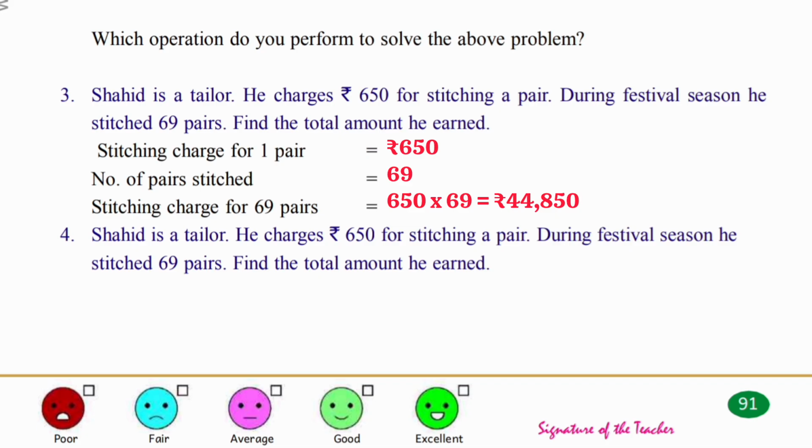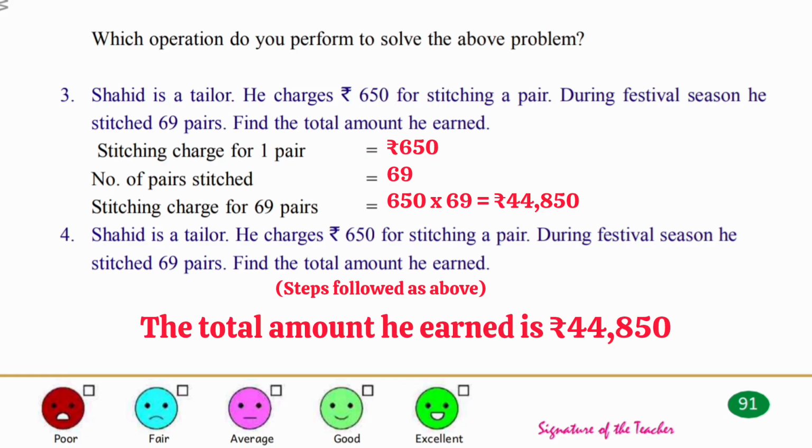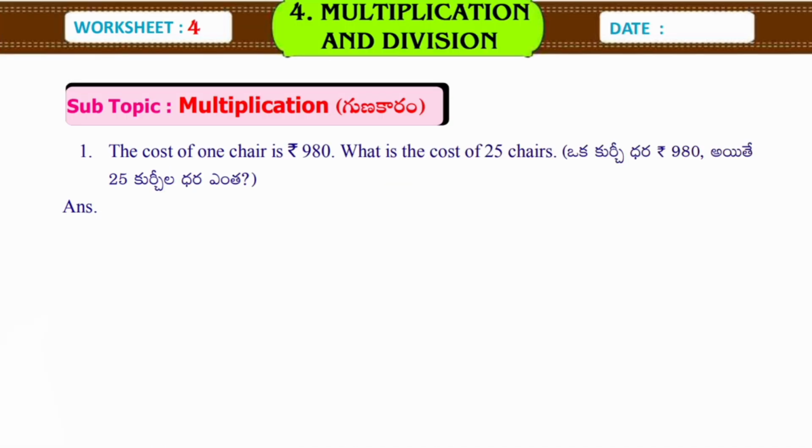Okay, next see the fourth question. Here also it is the same question, but let's see. Write down the answer. Here it is asked, find the total amount he earned. That one we have to show, but you just write down the steps above, what is given: stitching charges of one pair, number of pairs stitched, write down all the three steps. Then lastly you have to write down, the total amount he earned is 44,850. Understood, guys? Okay, let's move on to the next worksheet, that is worksheet number 4.